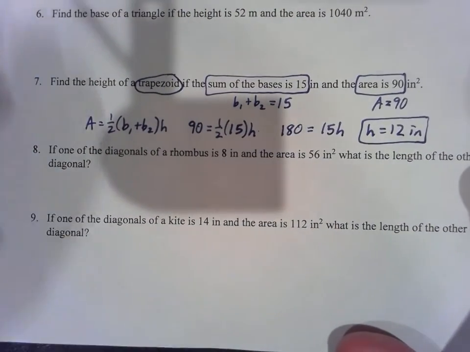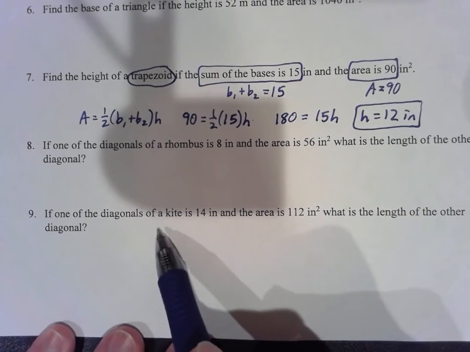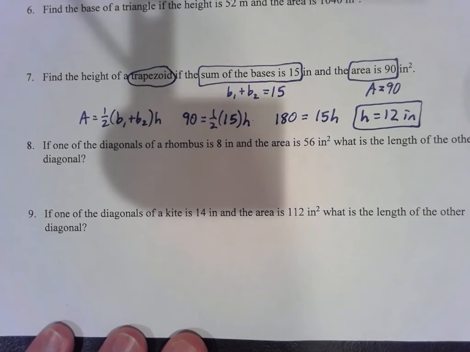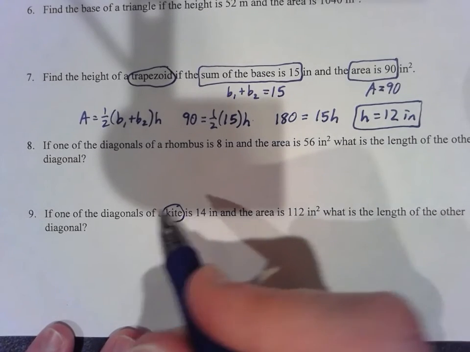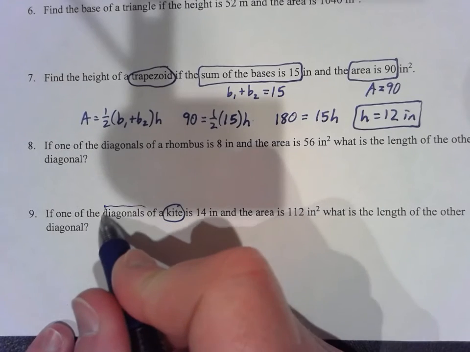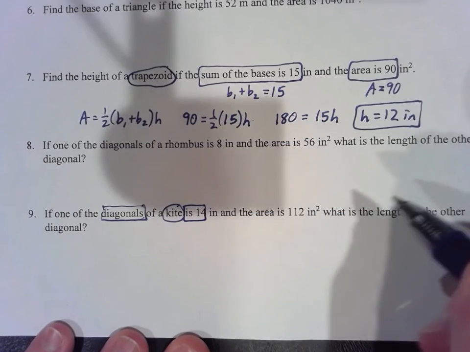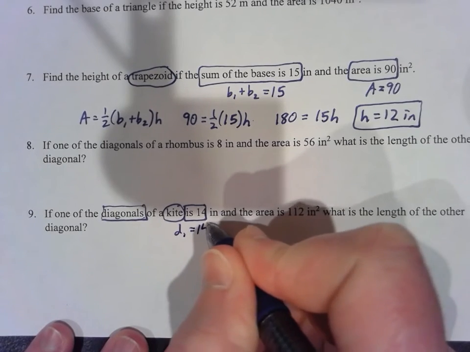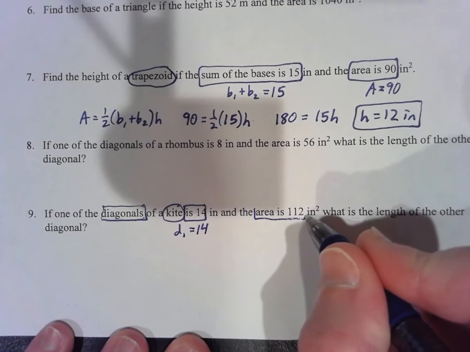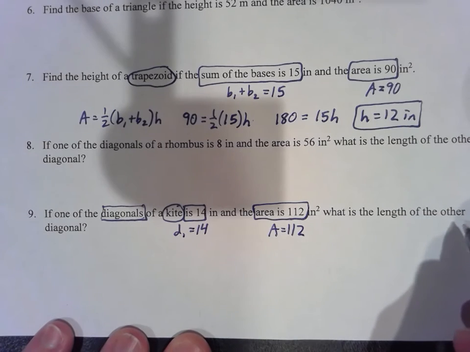And the last one on this side, if one of the diagonals of a kite is 14 inches and the area is 112 inches squared, what is the length of the other diagonal? So I see that it's a kite, and I have one diagonal is 14, so that's one of the diagonals is 14, and the area is 112. What is the length of the other diagonal?